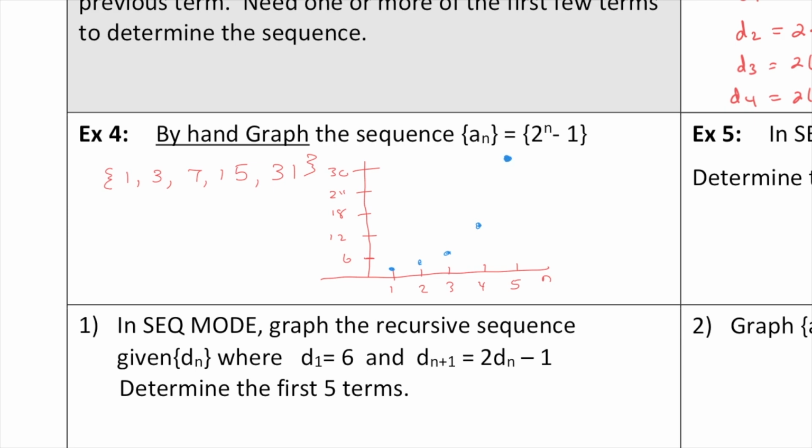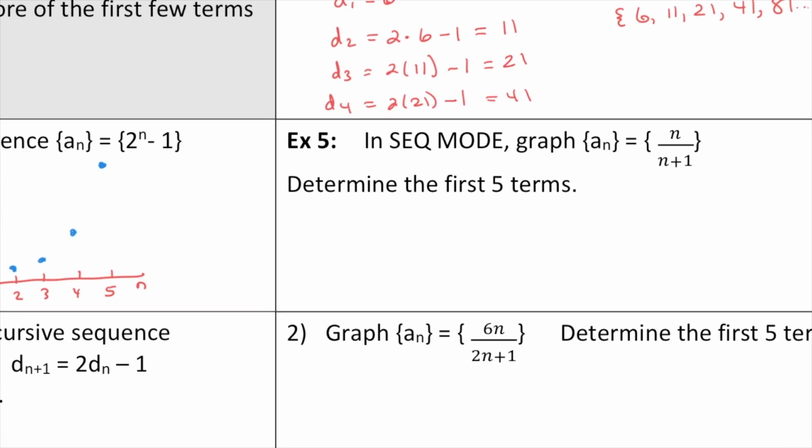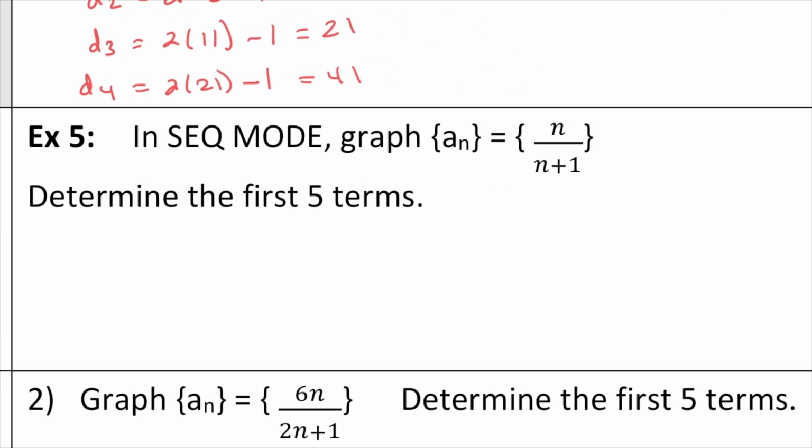This is a discrete graph. Do not connect your dots. Sequences are discrete. For example 5, we're going to pull out our calculator, so get your calculator ready, please.